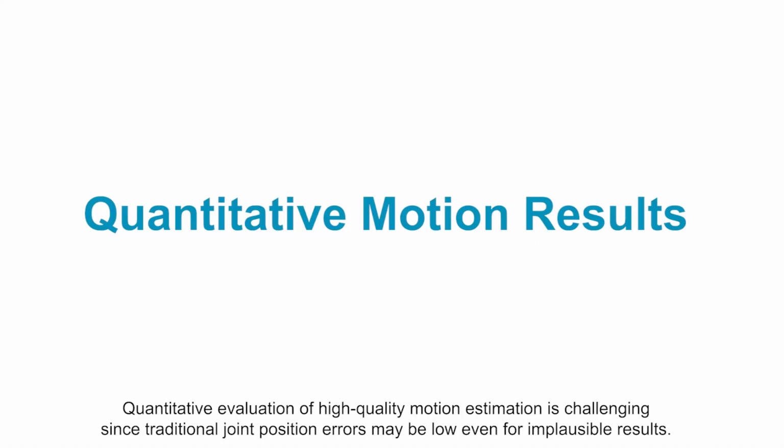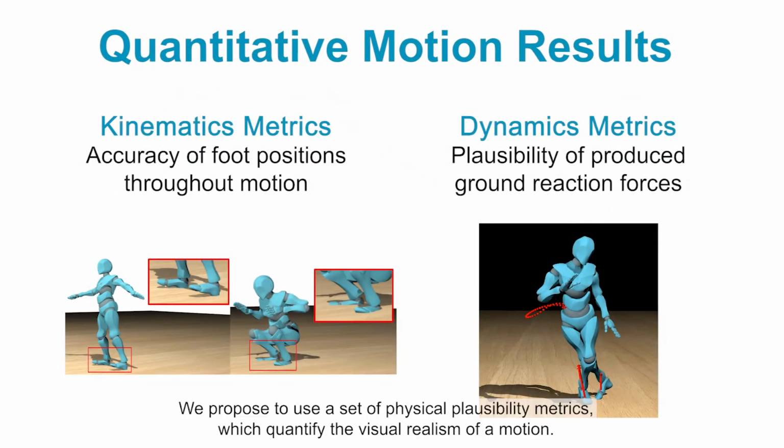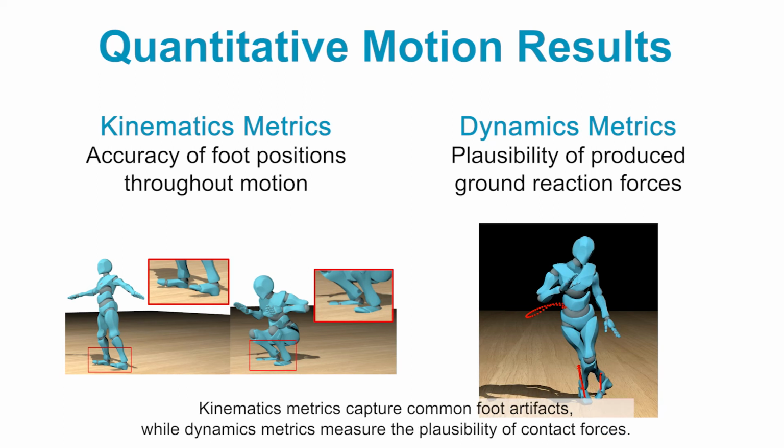Quantitative evaluation of high-quality motion estimation is challenging, since traditional joint position errors may be low even for implausible results. We propose to use a set of physical plausibility metrics which quantify the visual realism of a motion. Kinematics metrics capture common foot artifacts, while dynamics metrics measure the plausibility of contact forces.